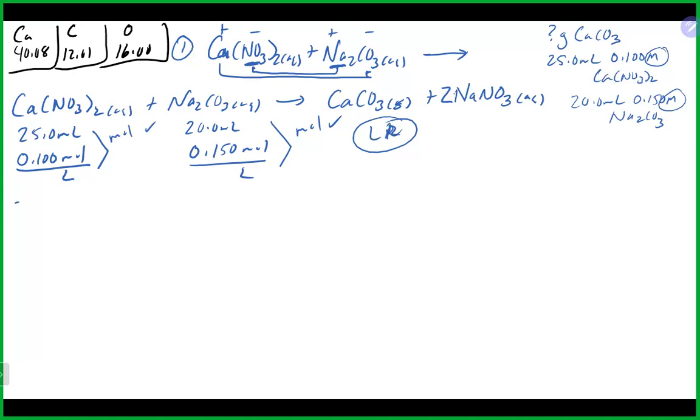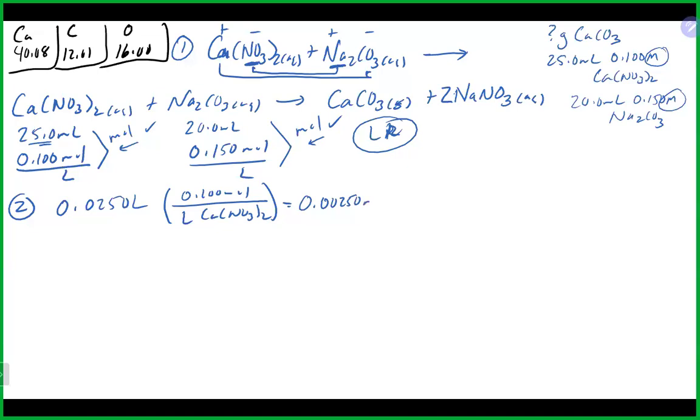But the second step's still going to be the same. We're going to convert these guys into moles. And again, we do have to convert our volume into liters here. So 0.025 liters is 25 milliliters divided by 1,000. We're going to use the molarity just like it is, 0.1 moles per liter of calcium nitrate. And that's going to give us our moles of calcium nitrate, which is 0.025 times 0.1 gives us 0.0025 moles of calcium nitrate.